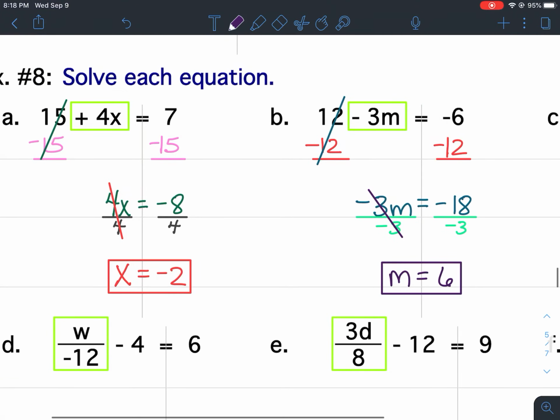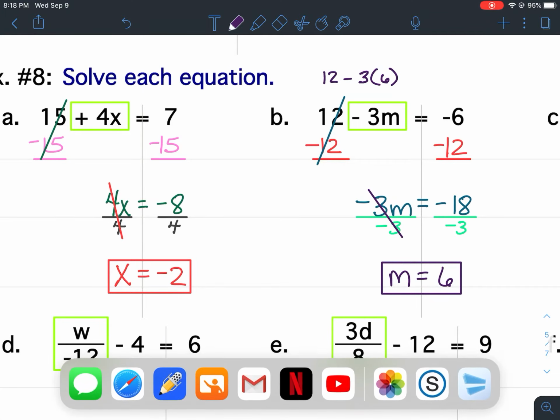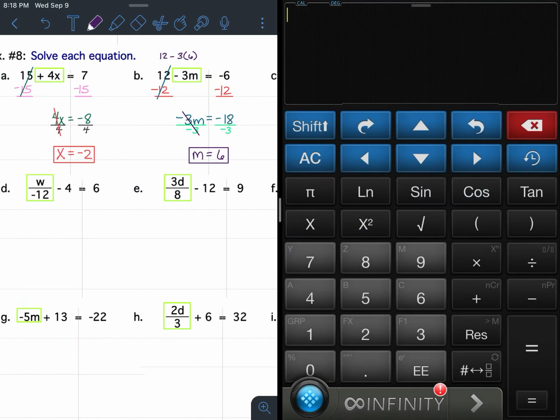Now, I can check my answers by taking that 6 and plugging it back into the variable. Remember, this is multiplication here. So in other words, to check it in my calculator, I would put 12 minus 3 times 6. So let's put that in the calculator. 12 minus 3 times 6. And we get negative 6. Is that what it is on the other side of the equation? Sure is. So we are correct.